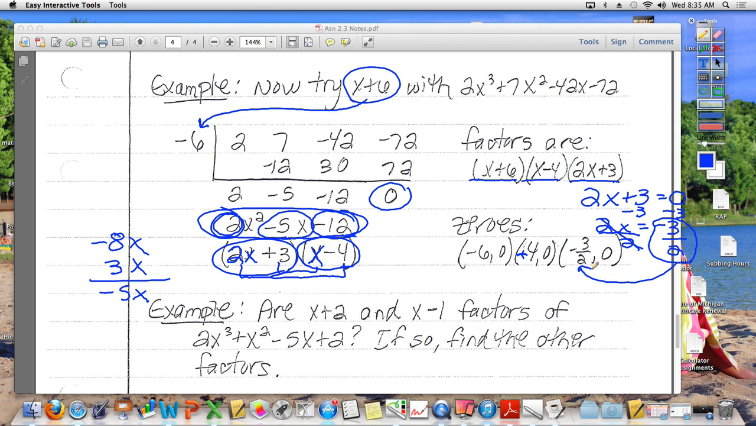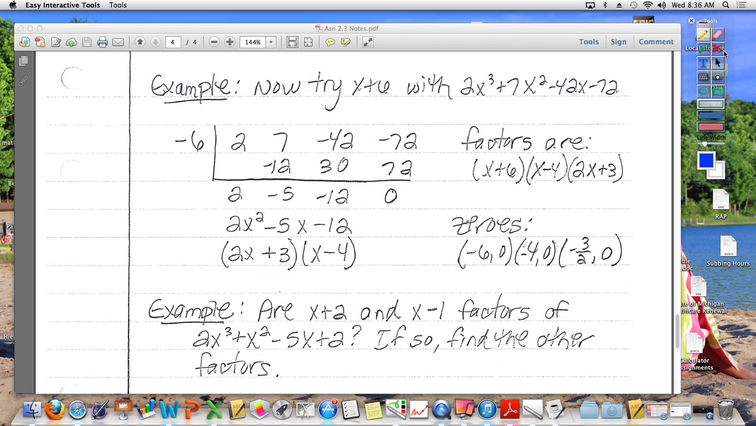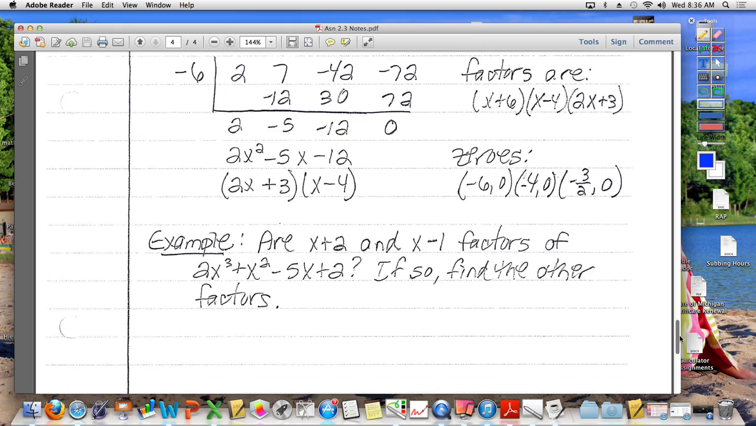That's what zeros mean. You're putting each one of these factors equal to 0 individually and figuring out what the x values are. In this case, it's negative 3 over 2. All right, one more example. We're going to try it together, and then I'm going to be done talking for the hour.